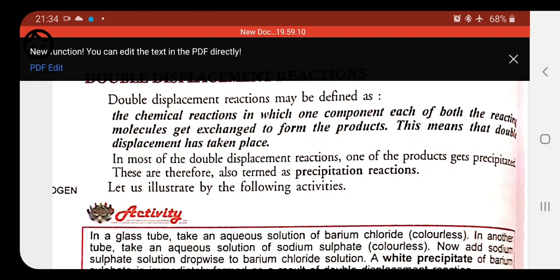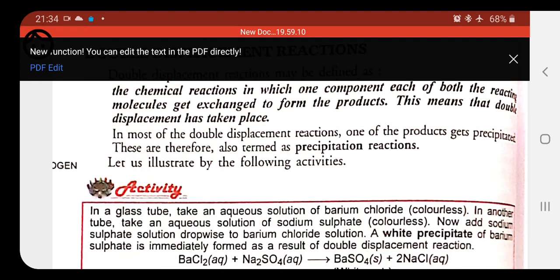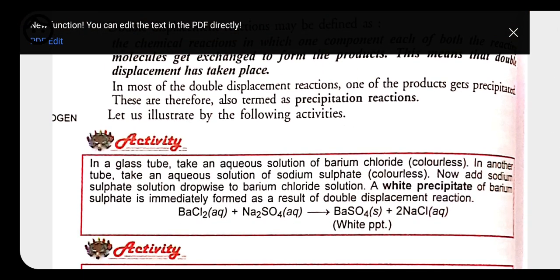With the help of an example, I will make you more clear, because without an example it would be difficult to understand. See, here we have two reactants, barium chloride and sodium sulfate. When barium chloride and sodium sulfate react with each other, they both are in the aqueous form. See, here aq is written. Aq means it is in aqueous form. Aqua means water, means it is dissolved in the water, so it is in the solution form.